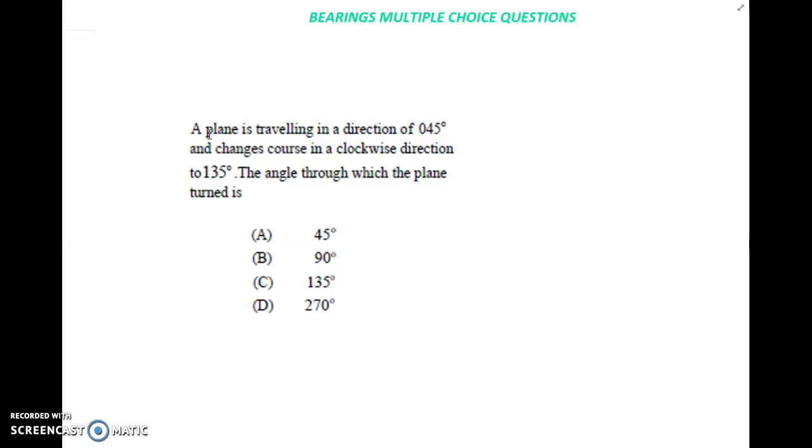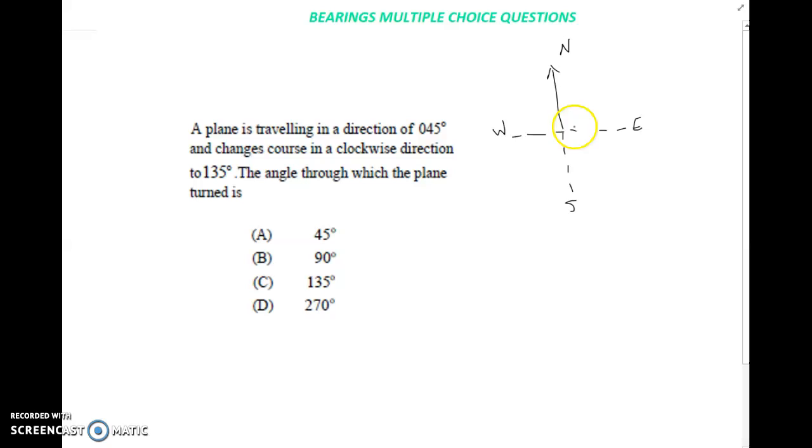Now let's look at this question we have here. A plane is traveling in a direction of 45 degrees and changes course in a clockwise direction to 135 degrees. Find the angle through which the plane has turned. So we talk about direction and traveling in different angles. So draw a north line. Always have a north line. You can draw your other cardinal points here. Now it says the plane is traveling in a direction of 45 degrees.